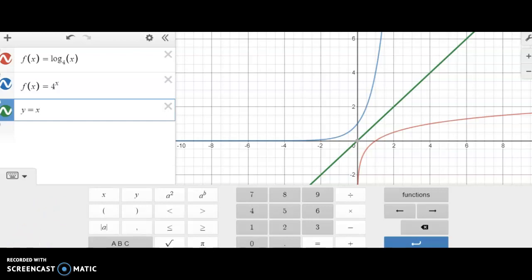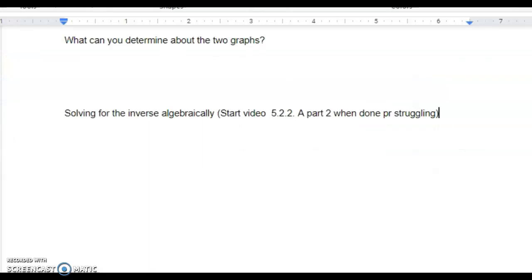I'm going to flip over to a different screen, and then we can go back to this little paper right here where we can talk about what you can determine about the two graphs. I think something we can determine is it's almost like a reflection. So you could write in here, it's a reflection over the line y equals x, or something like that. I'm not going to write anything here, I'll let you do that. Move down here to solve for the inverse algebraically.